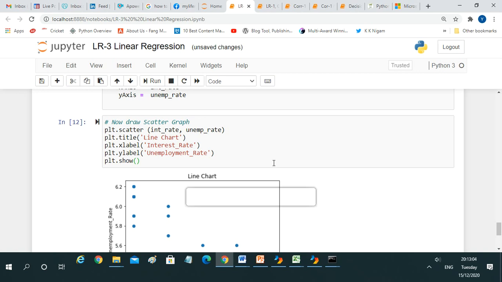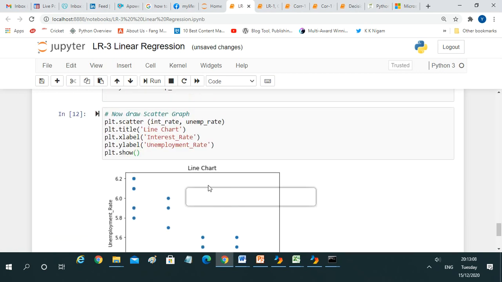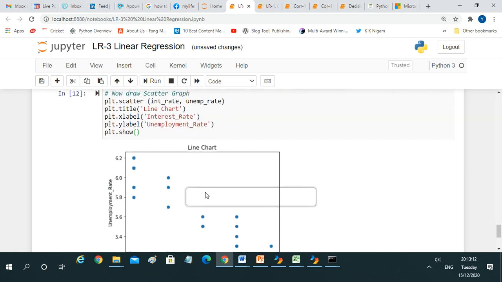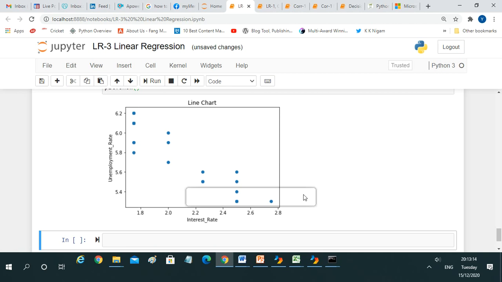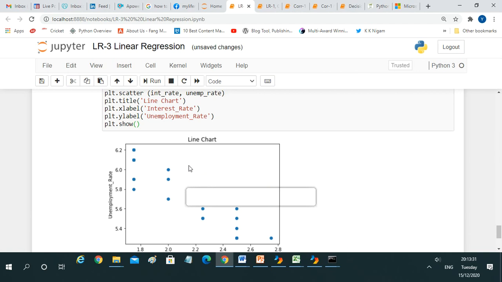So this is between the interest rate and unemployment rate, and this is a scatter plot. Earlier we had the line chart, now we are going to have the scatter plot. That means how it has spread against this interest rate, how the unemployment rate has varied. So this is a scatter plot with the same data, right? So this is how we can establish the relationship between two variables, right? So this is the linear regression. Okay, thank you.